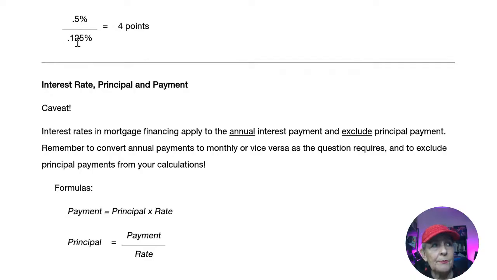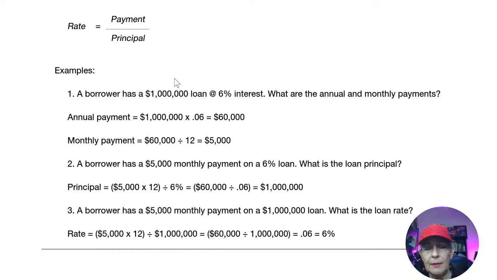So it's 0.5 divided by 1.125% equals 4 points. So I look at it kind of like a pie cut in quarters. And so that's how I do it. That's how you get the 4 points. Did we add 100? No.